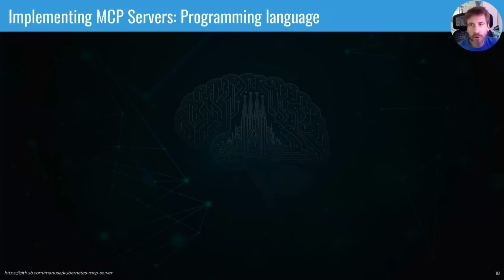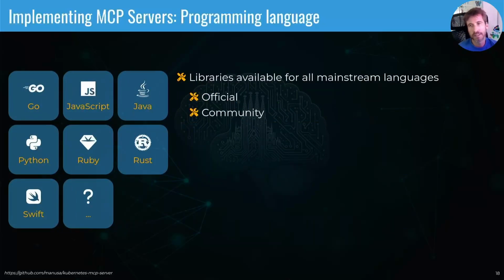Yeah, so let's now focus on the programming language, right? So you want to implement your MCP servers, you will need to use a programming language. How to choose this language? There are libraries for all mainstream languages. Whatever programming language you're using, there's probably either an official MCP library or a community provided one. So that shouldn't be a factor or the most important factor. So if your team works with Rust, why not implement it in Rust or Ruby or whatever?